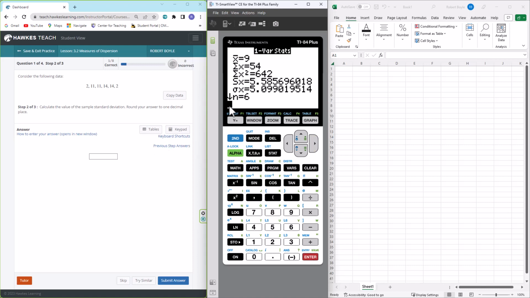Now we want to round this to 1 decimal place. And notice here we have 5.58. The second decimal place is 8, i.e. 5 or higher. So we need to round up. We need to round this one up by 1. That will give us 5.6.